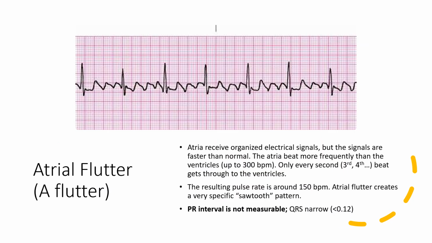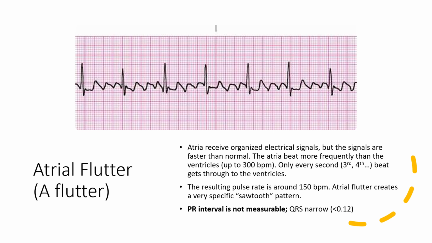The next dysrhythmia we'll look at is called atrial flutter, or sometimes it's called aflutter. Remember, we're still talking about something going on in the atrium, so that has to do with the P wave. The atria are receiving organized electrical signals, but the signals are faster than normal. So what this is saying is that the SA node is sending electrical activity really, really fast through the atrium.